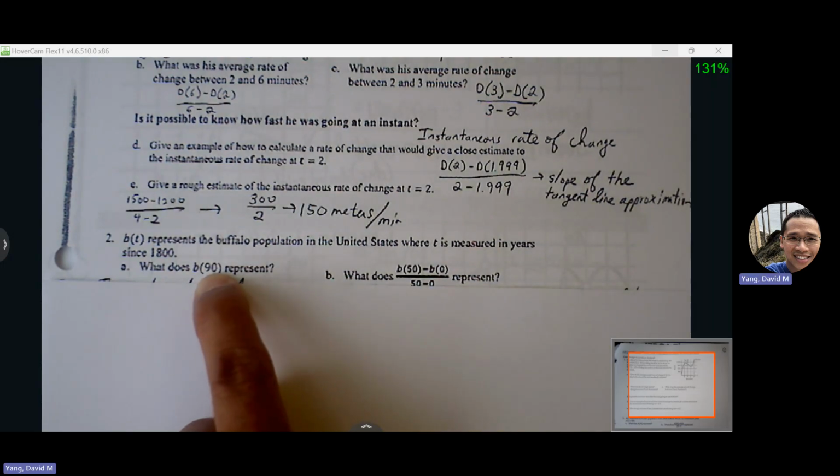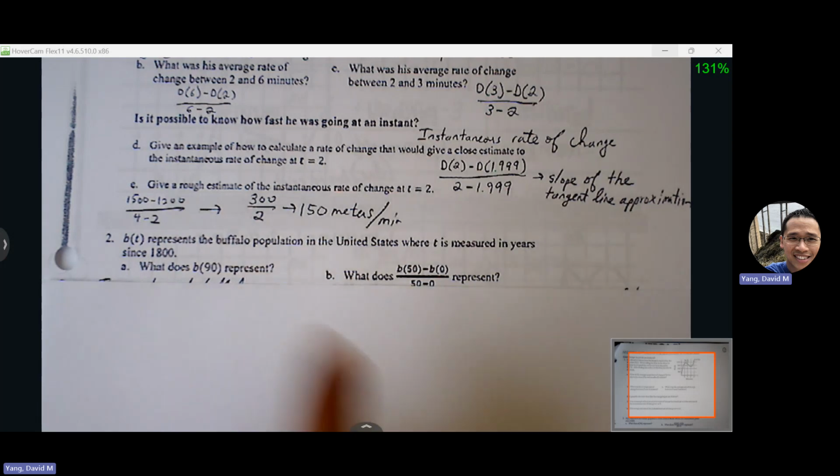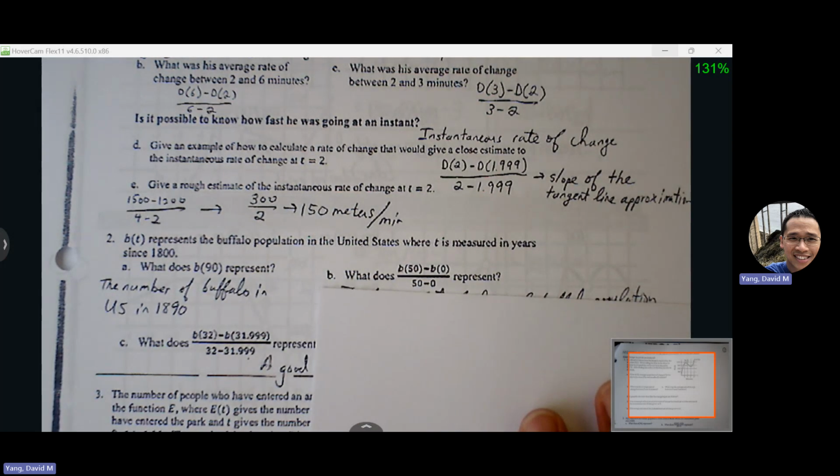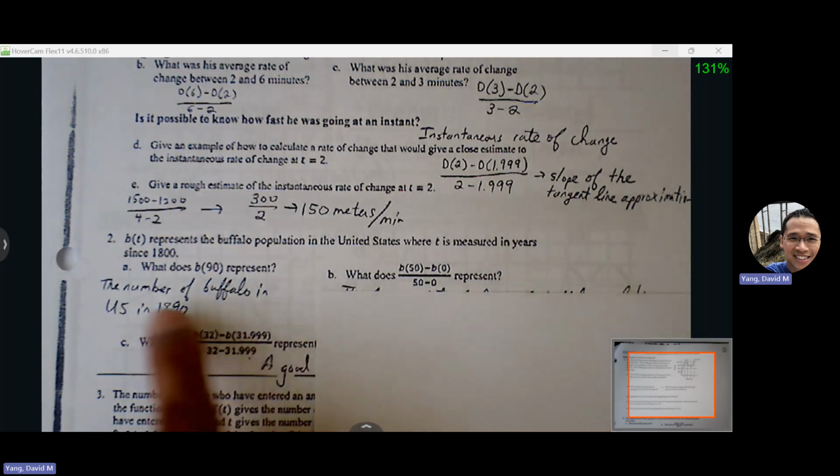We know this 90 is representing years. So B of 90 would be in 1890. What's the population? The number of buffalo in the US in 1890.